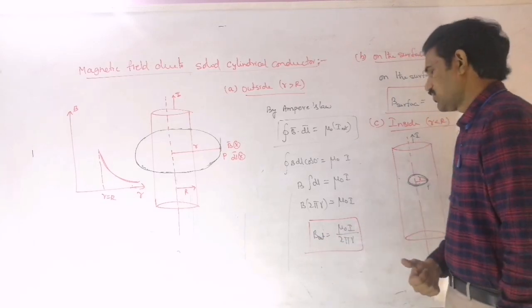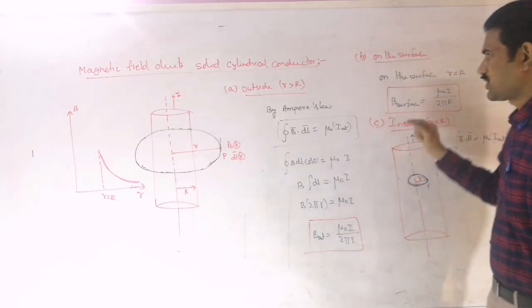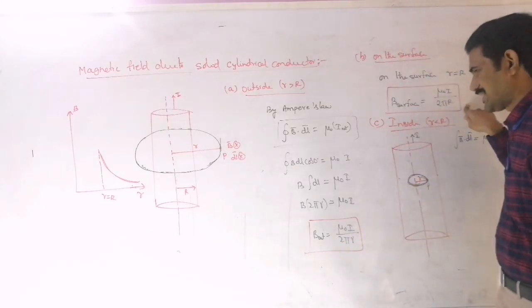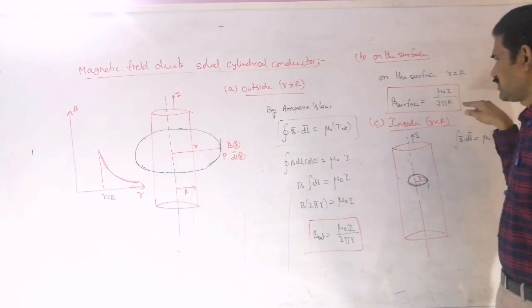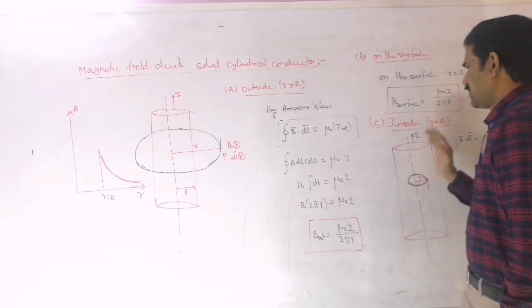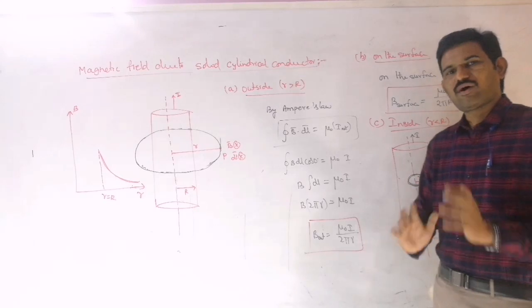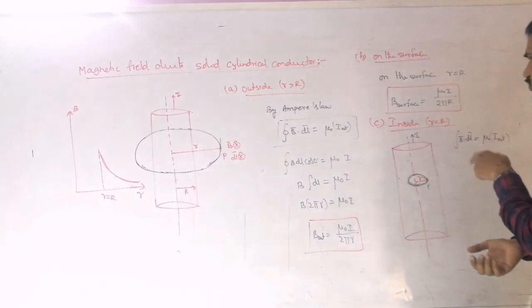The magnetic field outside is nothing but mu naught I by 2 pi r. And on the surface, this case is also the same. On the surface means small r is equal to capital R, you need to substitute there. So mu naught I by 2 pi r you need to write. So these two cases are the same for hollow and solid conductors. Now this case only will differ.